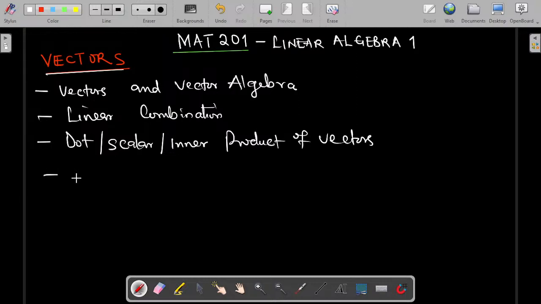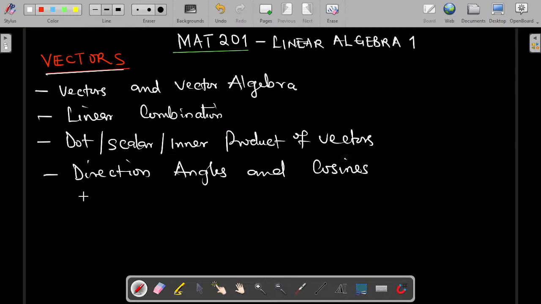And then we now have direction cosines. So we look at direction angles and direction cosines before going to cross product. So how do you get the direction angle or cosine of a given vector? And then we will look at the relationship between direction cosines and dot product. So you are going to see some relationships there.